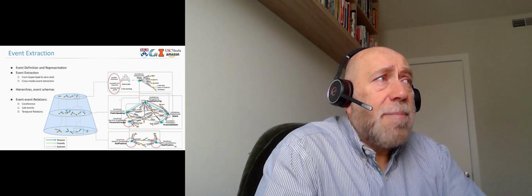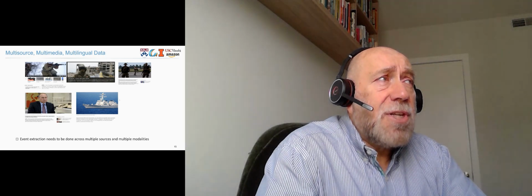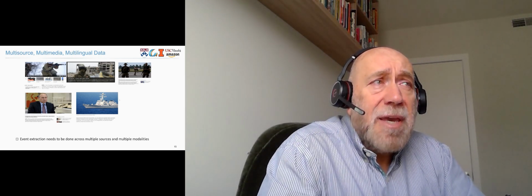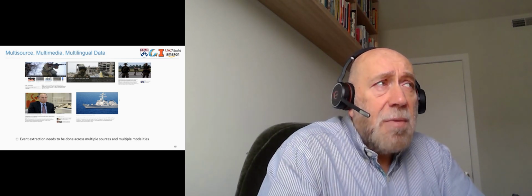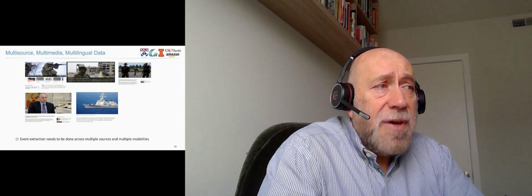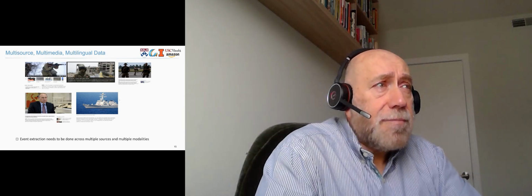So the next step from event extraction is, of course, we want to do this in a multi-modal way. A lot of information about events can be extracted from images and videos, and we want to be able to not only extract events from these other modalities, but also integrate it along with the text.